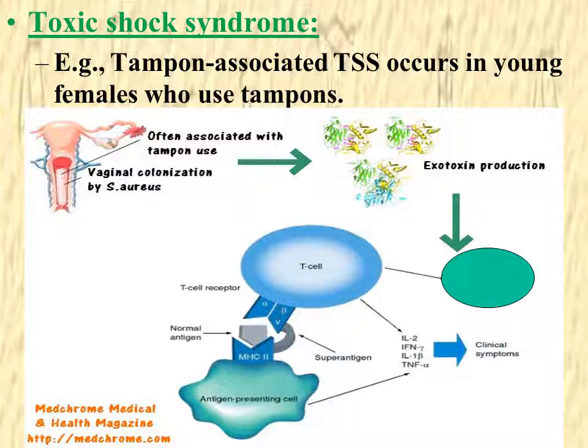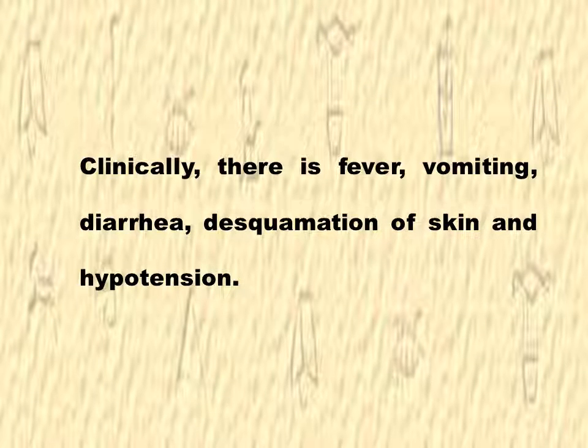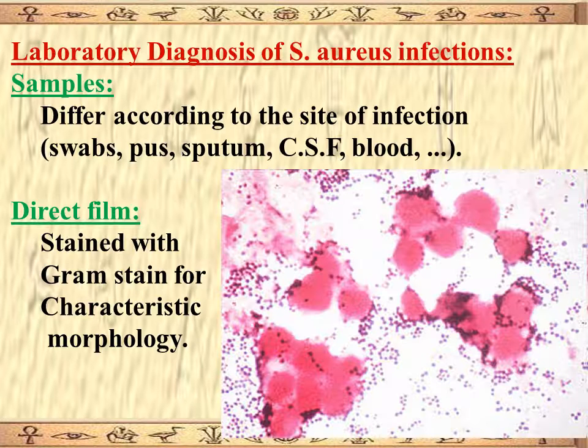The production of a large amount of cytokines in this case is not beneficial, as it will lead to severe damage in different organs and tissues, resulting in the manifestations of the toxic shock syndrome, which are fever, vomiting, diarrhea, desquamation of the skin, hypotension, and finally can lead to death.